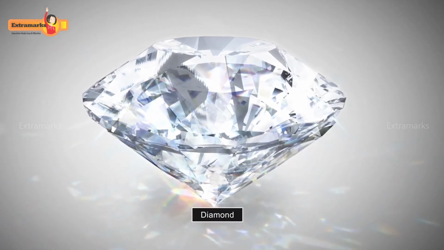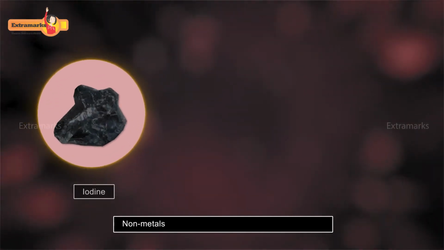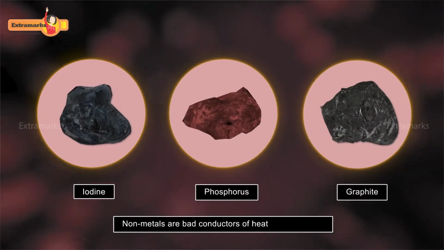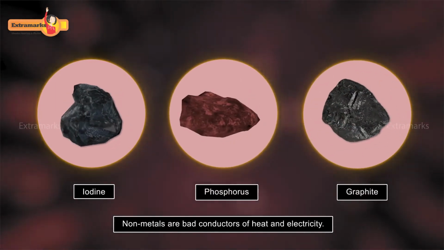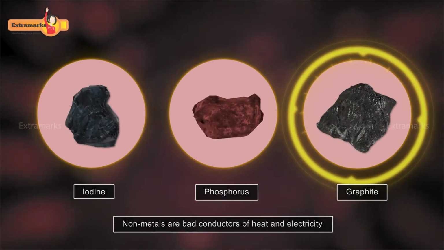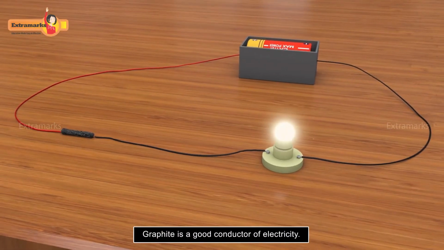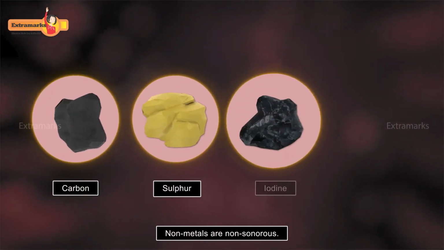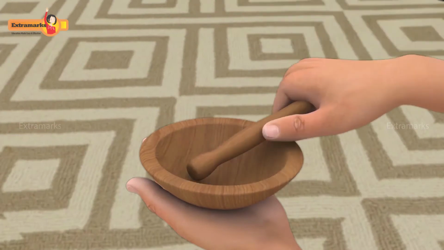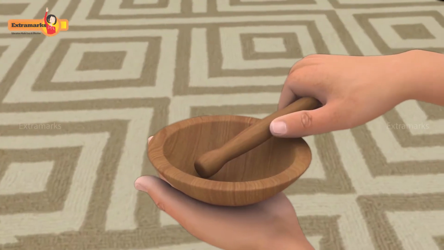Diamond is extremely hard. Non-metals are bad conductors of heat and electricity because they do not have free electrons in their lattice except graphite. Graphite is an exception here as it is a good conductor of electricity and is often used in batteries. The non-metals are non-sonorous as they do not produce a ringing sound when struck hard.